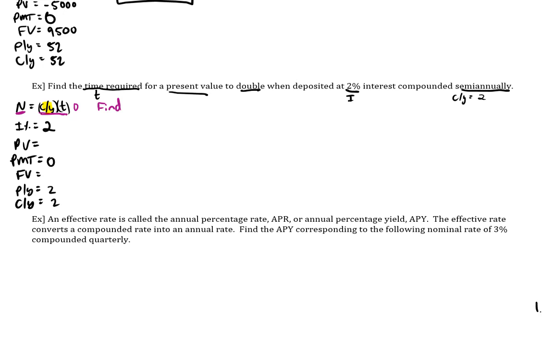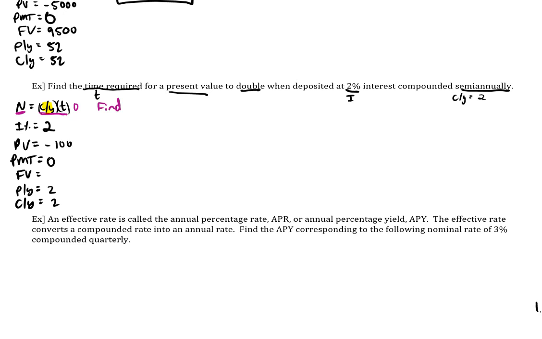All right, there's no talk about payments, so I can put 0 here. And it doesn't say what the amount of money is, so it doesn't matter what the amount of money is for it to double. It's still going to take the same amount of time. So if I put $100 in, or if I put $10,000 in, it will take the same amount of time to double. So that means they want us to just make up a number. I usually just use 100.